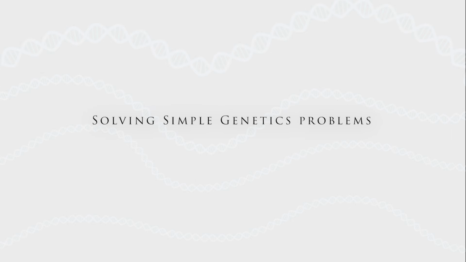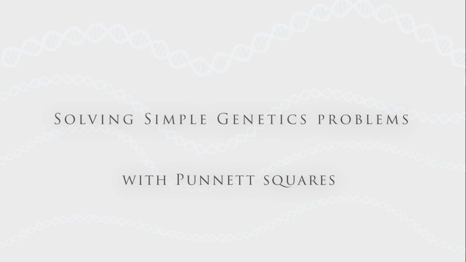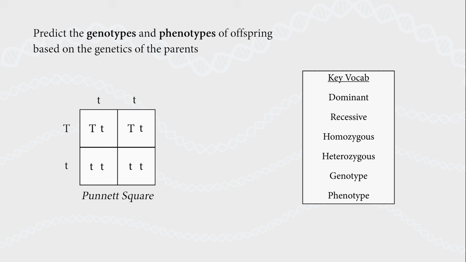In this video, we're going to learn how to solve simple genetics problems using Punnett squares. You'll learn how to predict the genotypes and phenotypes of offspring based on the genetics of the parents. This lesson focuses on dominant and recessive traits, so it helps if you already know vocabulary like dominant, recessive, homozygous, heterozygous, genotype, and phenotype. If you need to review those first, check out my genetics vocab video.